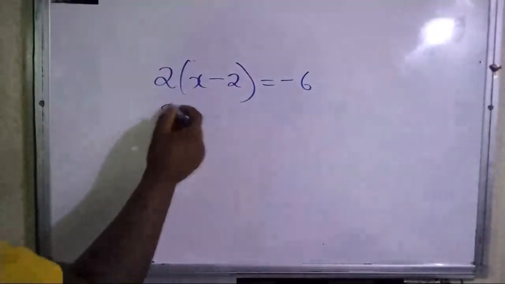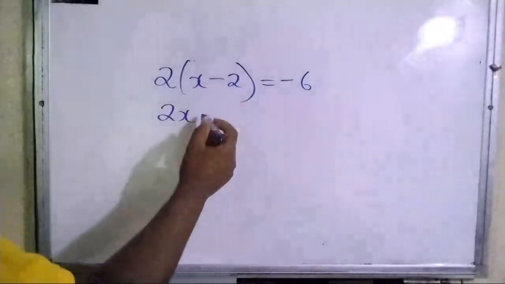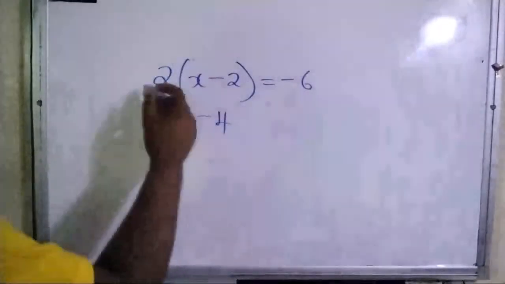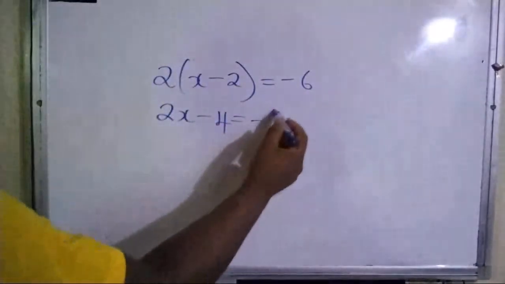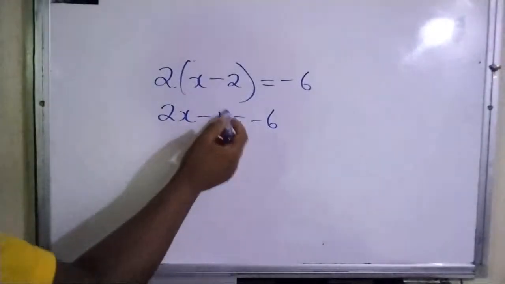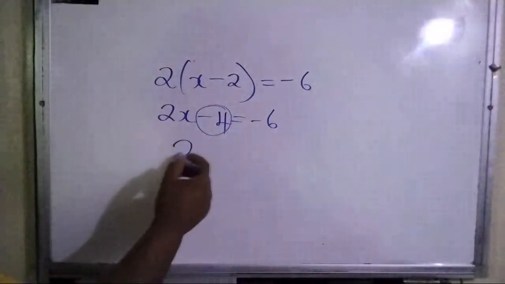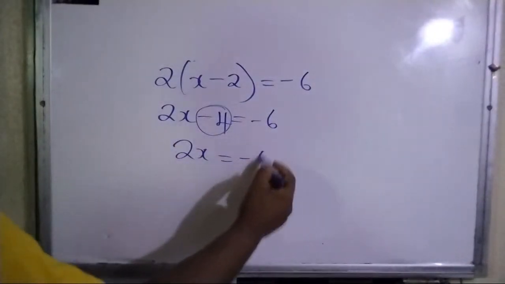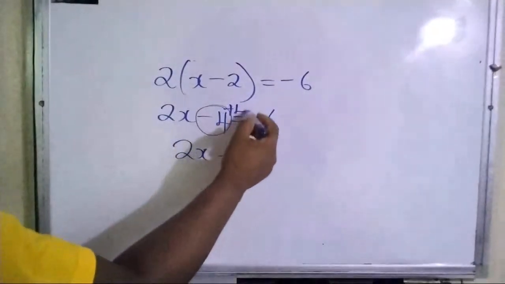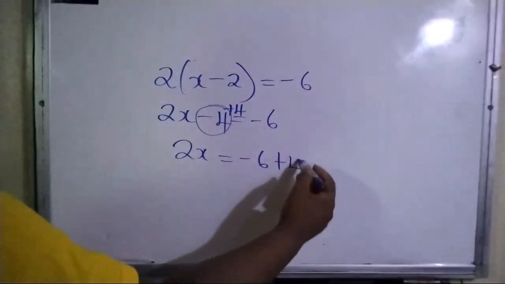2 times this gives us 2x. 2 times this gives us negative 4. Remember, it's our positive times a negative, right? And then we're going to group. So this now, we're going to take the inverse of minus 4x, which is negative 6. This is going to be plus 4. I think that's where persons went wrong.